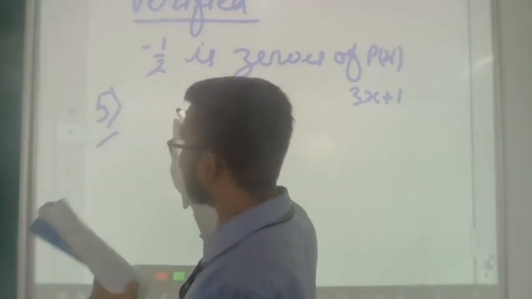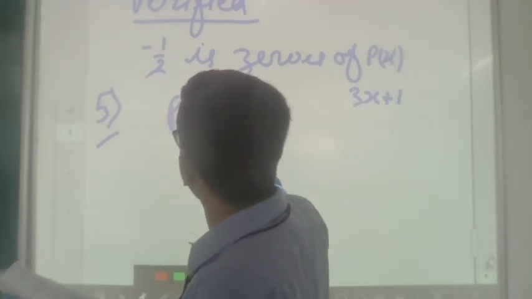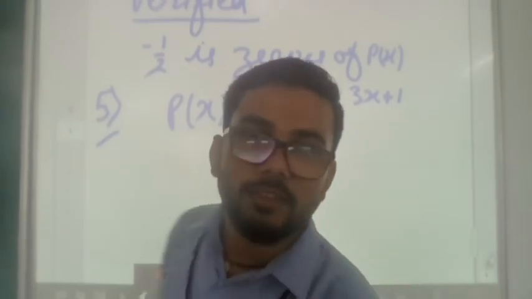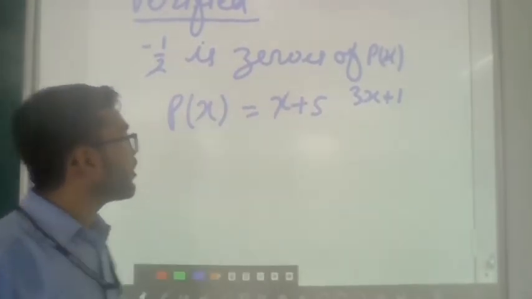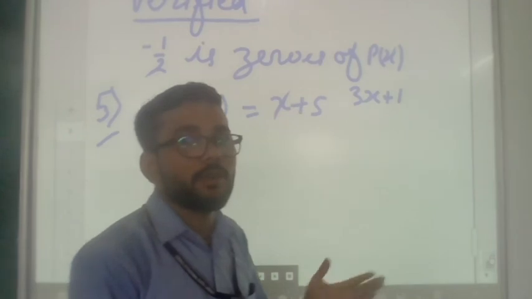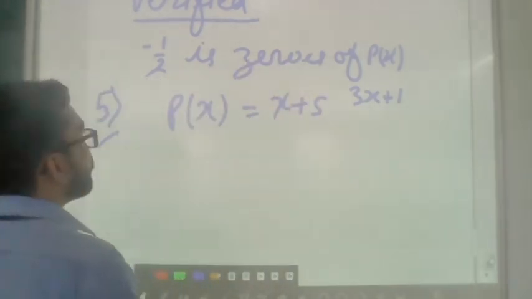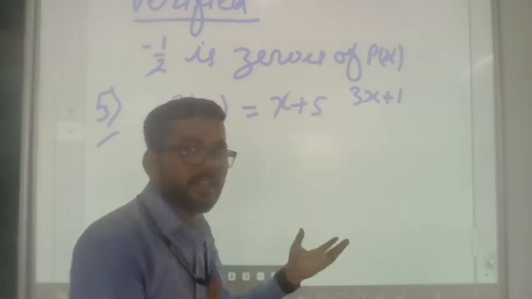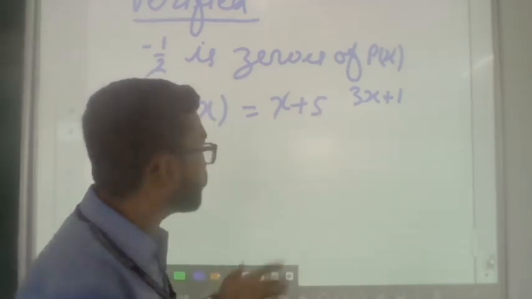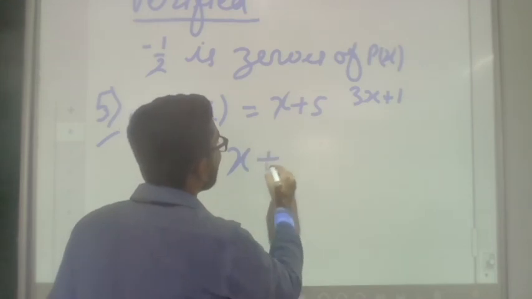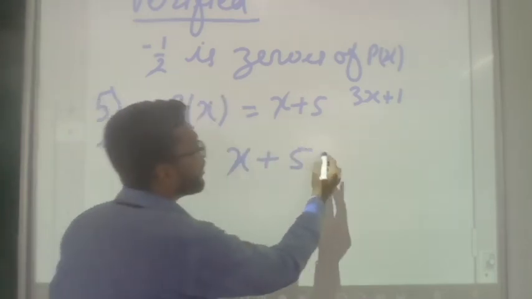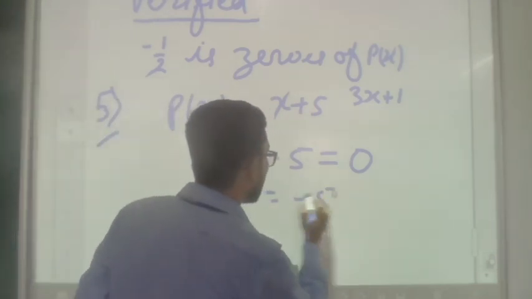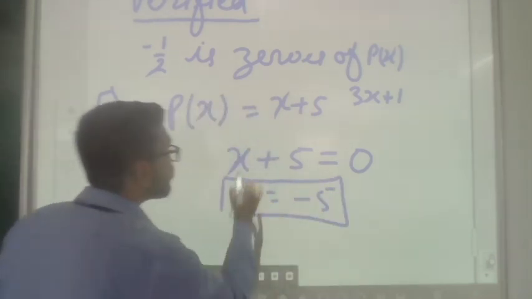It is given that p(x) is equal to x plus 5. You will have to find the zeros. What will be the zero of this polynomial? We all know that whatever value we put in this polynomial should give us 0. So if we put any value in this polynomial, we get 0. So x is equal to what? Minus 5. So minus 5 will be the zero of this polynomial.